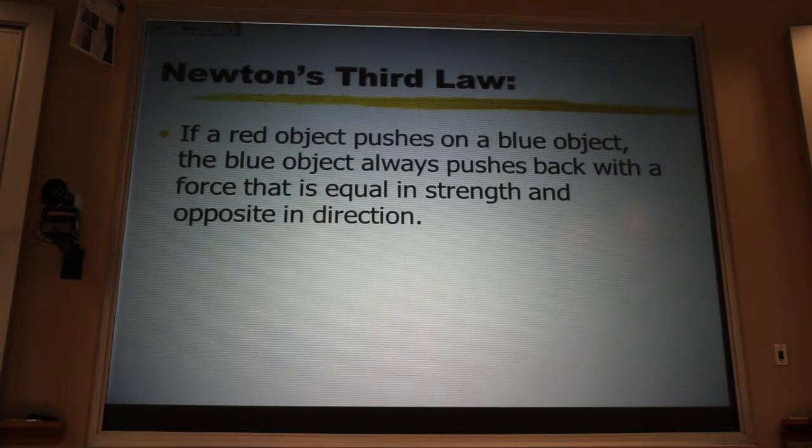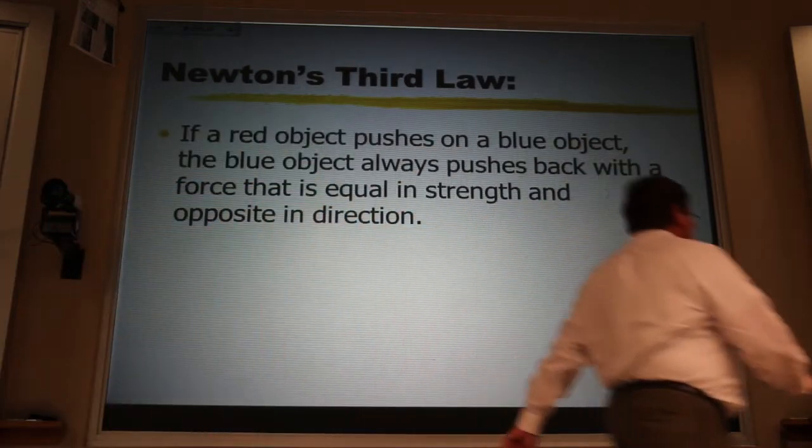What that means is that throughout the universe, there is no such thing as a single force. All forces are married. Marriage is what brings us together. No, but seriously, all forces come in sets of two. Okay? And this is how you recognize them.